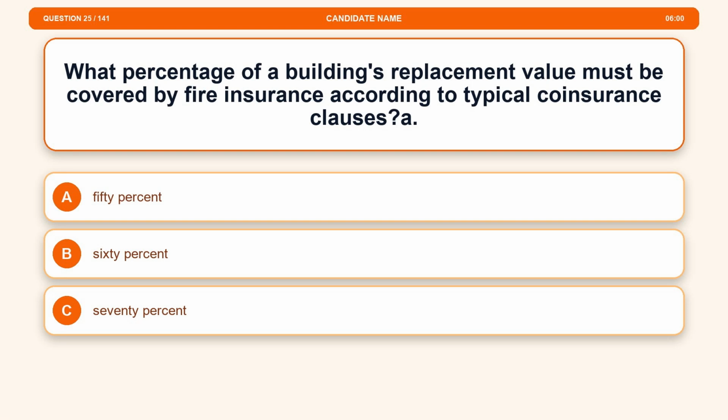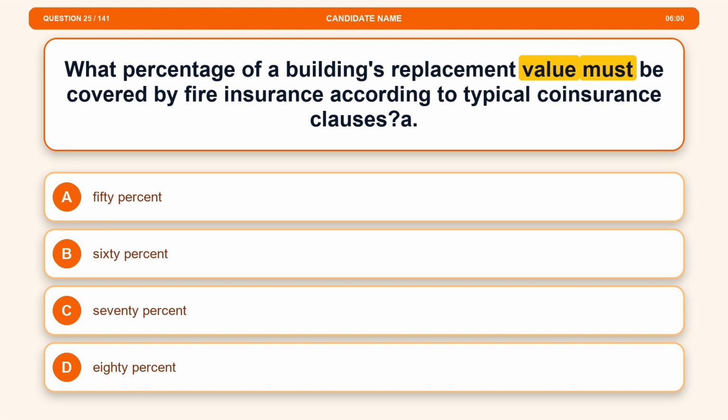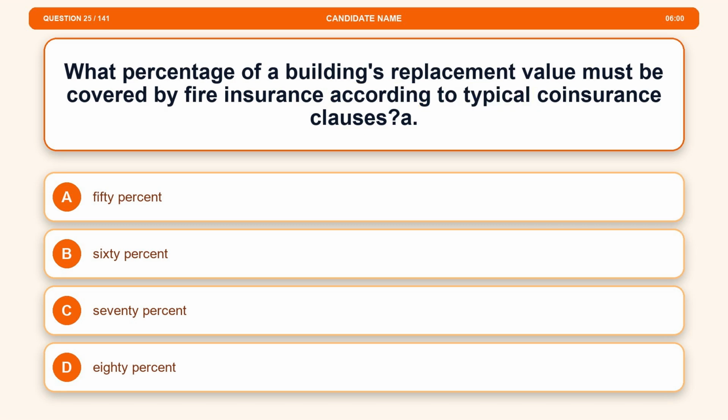Question 25. What percentage of a building's replacement value must be covered by fire insurance according to typical coinsurance process? Option A, 50%. Option B, 60%. Option C, 70%. Option D, 80%.